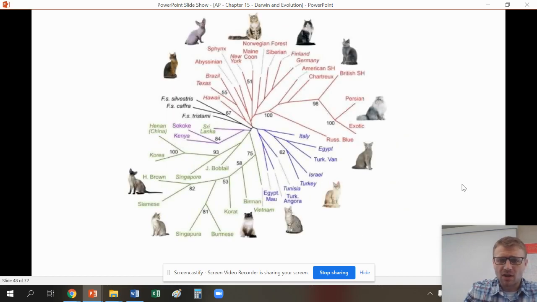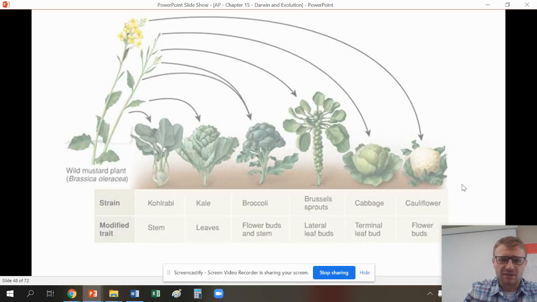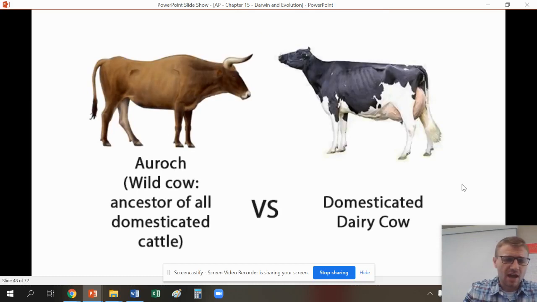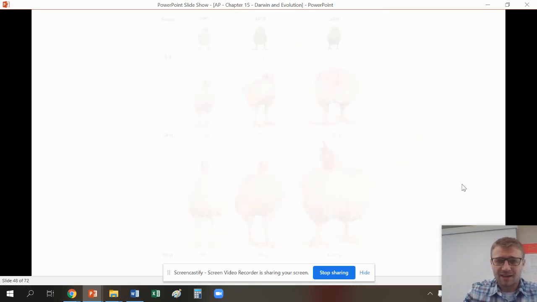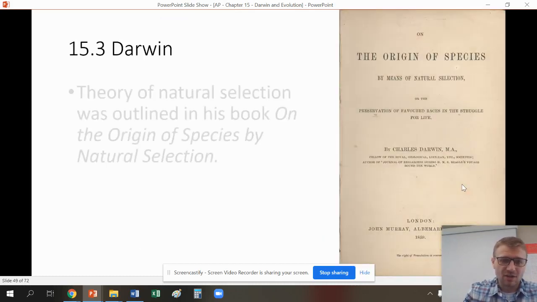I'll talk more about these dogs and cats and how they evolve in class, and then you can see all these different species of plant life and so on and so forth, chickens, livestock.